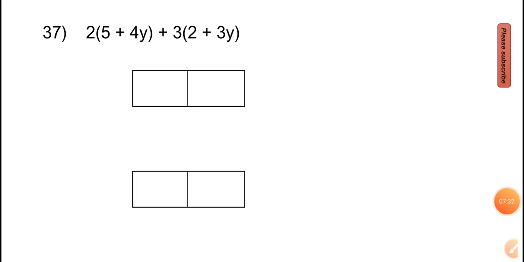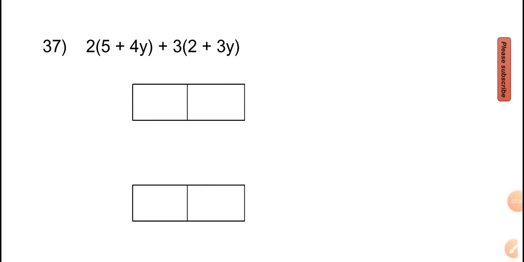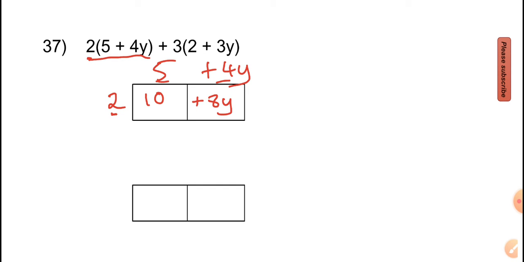So now question 37. So if we expand this first single bracket, because I can see 2 outside the bracket, I've written 2 here, and then 5 plus 4y. So 2 times 5 is 10, and 2 times plus 4y is 8y, so it's plus 8y, which is a positive number.